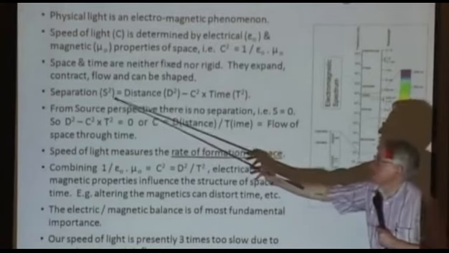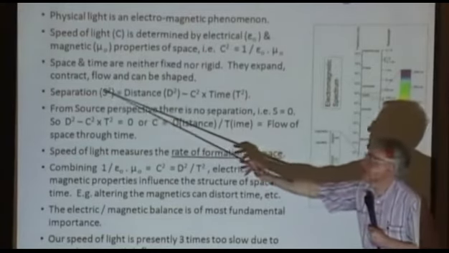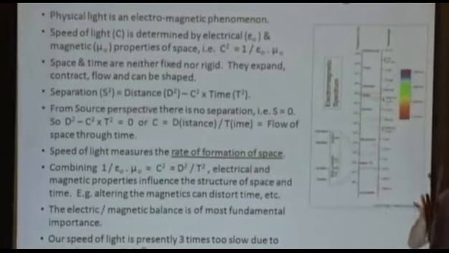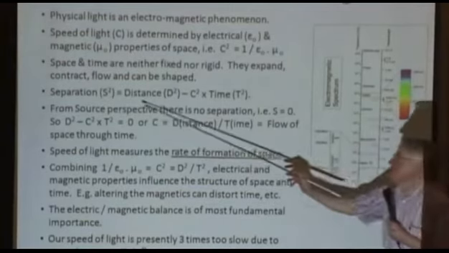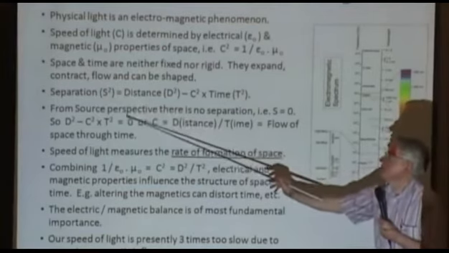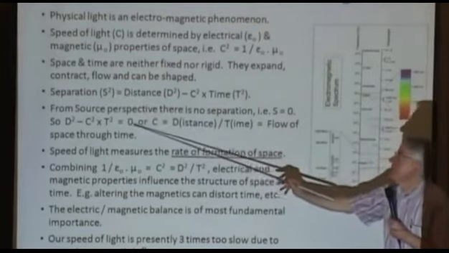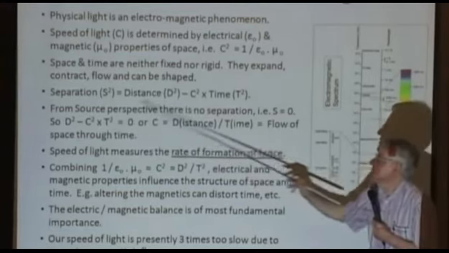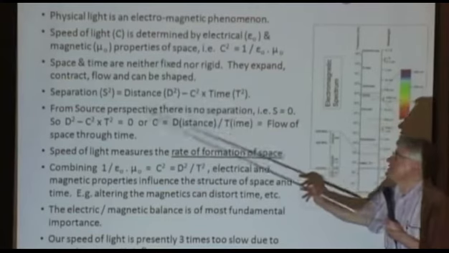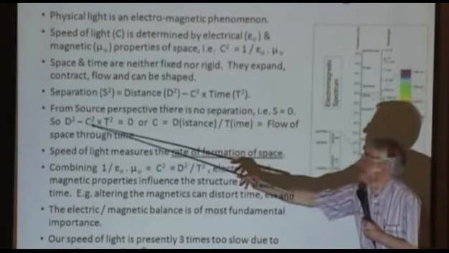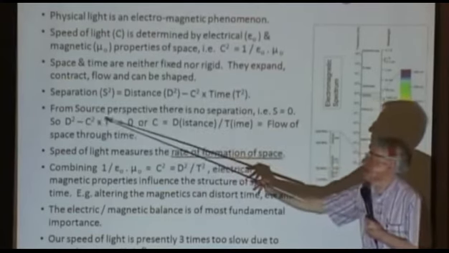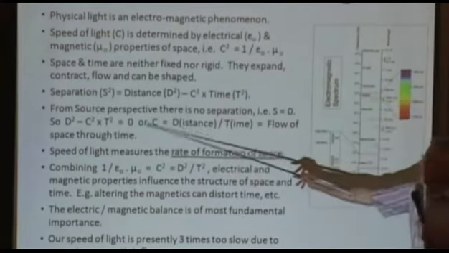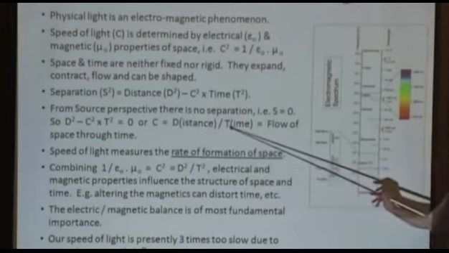Now, if we look at this relationship from the perspective of source, source knows no separation. So from a source perspective, there is no separation. So separation is 0. What we get then is that distance squared is equal to the speed of light squared times time squared, where c represents the speed of light. If I simplify that, I get the speed of light is equal to distance over time.